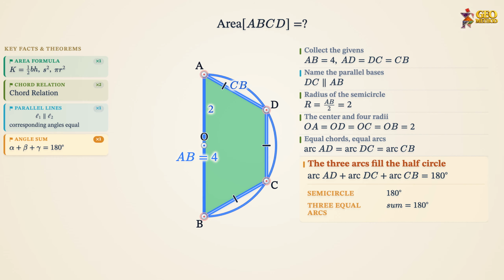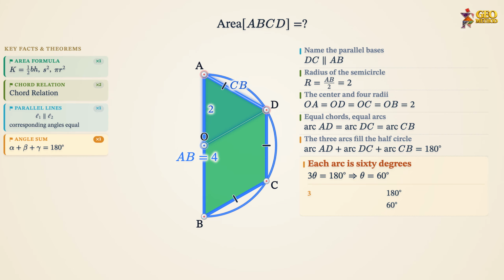The whole semicircular arc from A to B spans 180 degrees. Those three equal arcs are exactly what fills that half circle. So together they add up to 180 degrees. If three equal arcs add to 180 degrees, divide by 3. Each arc and its central angle measures 60 degrees. The wedge OAD shown is one such 60-degree slice.